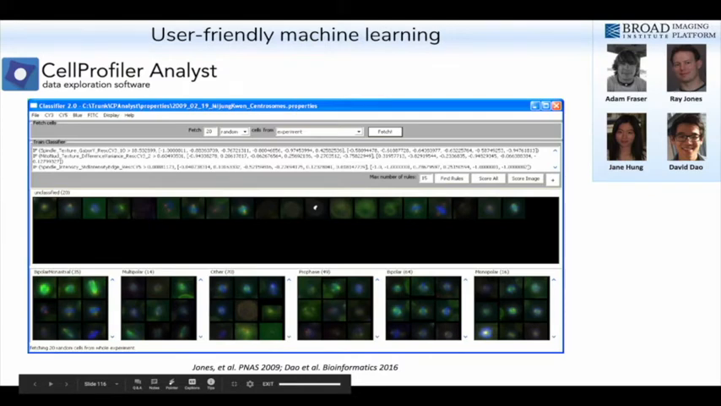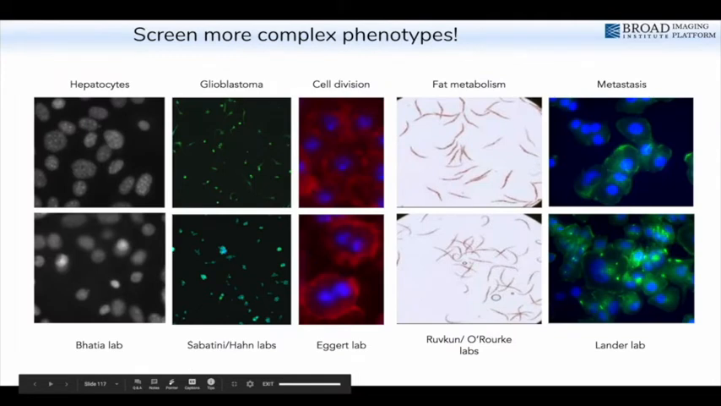Speaking of machine learning and transitions from classical to deep learning, you might be familiar with one of our tools called CellProfiler Analyst that's now more than 10 years old. It's a staple in a lot of biology labs because it's a really simple interface to just drag and drop and classify different phenotypes that are found in images. And we've used that tool to screen all kinds of more complicated things.